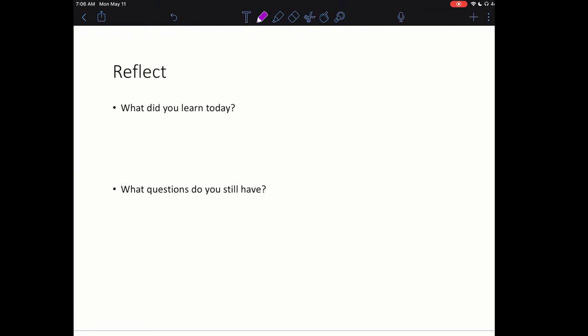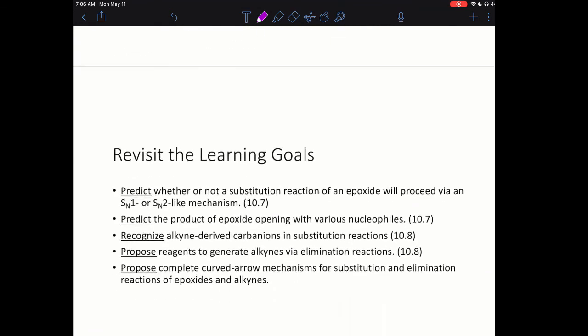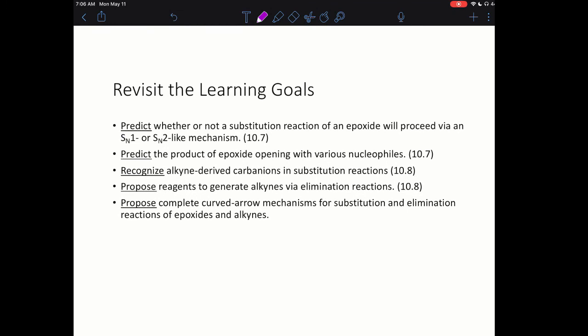Okay, think about what you've learned today. It was a lot. Make sure that you revisit these learning goals. We summarized about 10 minutes ago. So if you want to hear the summary, you can go back and listen to that. All right, time to practice.